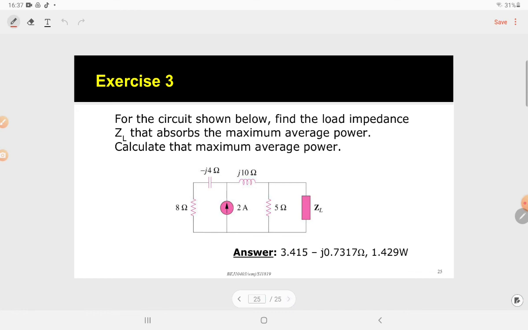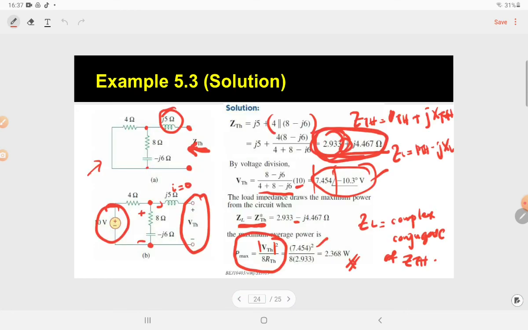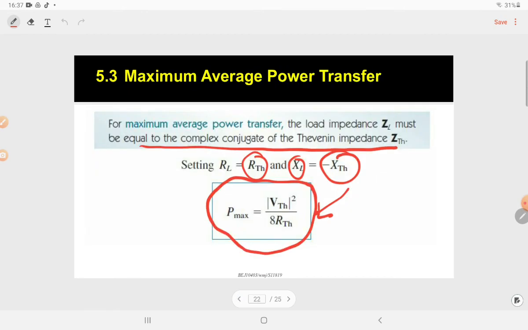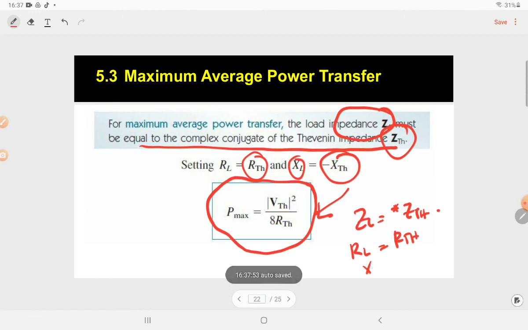All right, so I think you can do this exercise because I already showed the example over here, right? The key point is that in order to find the maximum average power transferred to the load, always remember your load impedance ZL must be equal to the complex conjugate of the Thevenin impedance ZTH, which is RL equal to RTH, and then your XL equal to negative XTH.